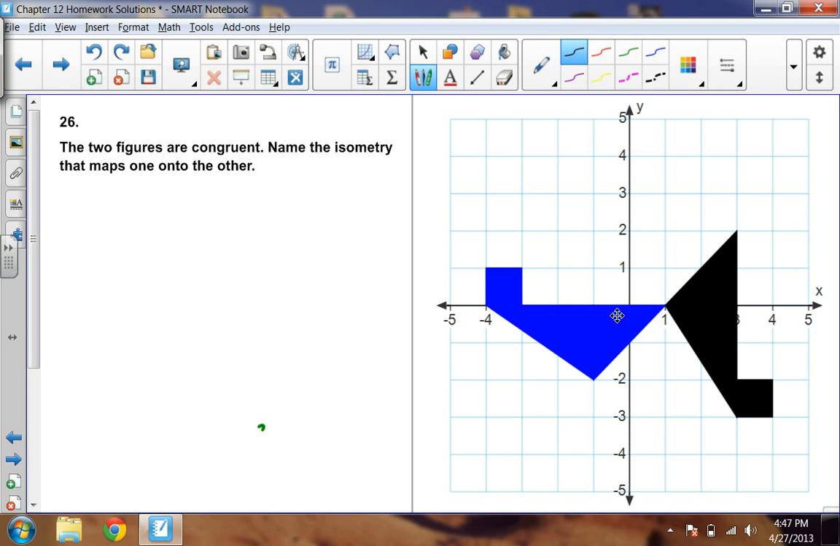And finally, the last problem. And this one will be a little tough, actually. The 2 figures are congruent, which means they are isometries, which means one's a mapped image and all that stuff. Name the isometry that maps one over the other. The isometry, in other words, name the transformation type. So is it a reflection, a rotation, a translation? I'm trying to say 2 things at once. Reflection, translation, rotation, or glide reflection.